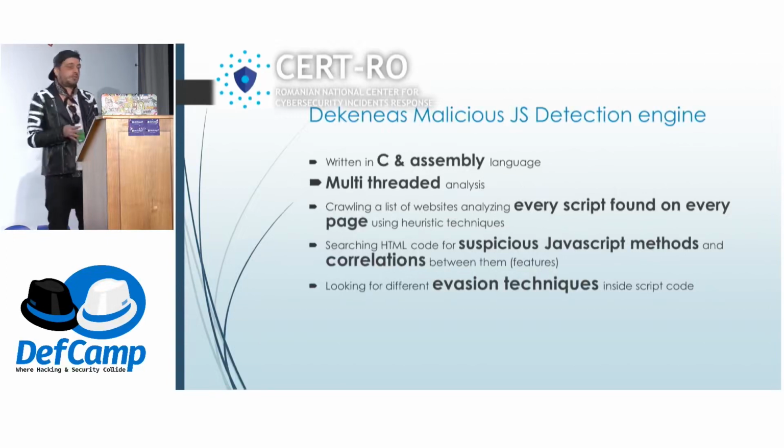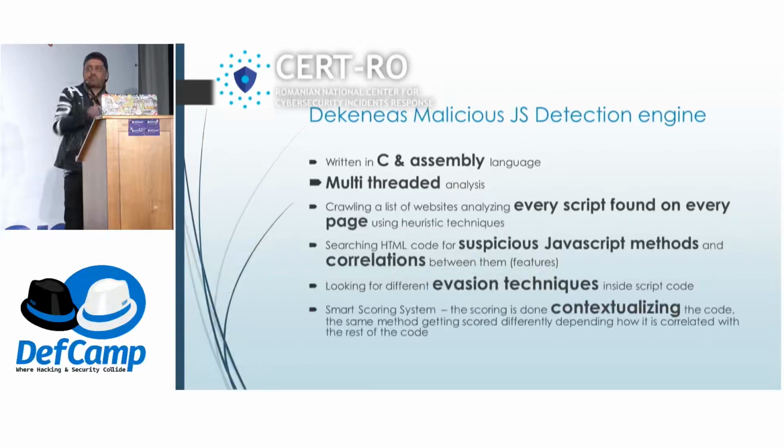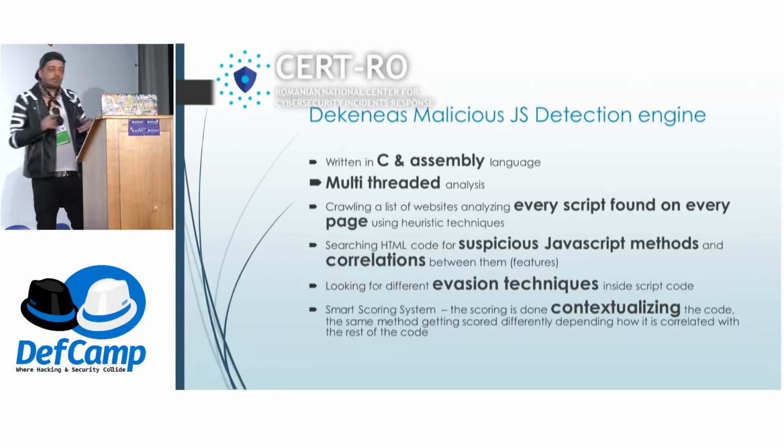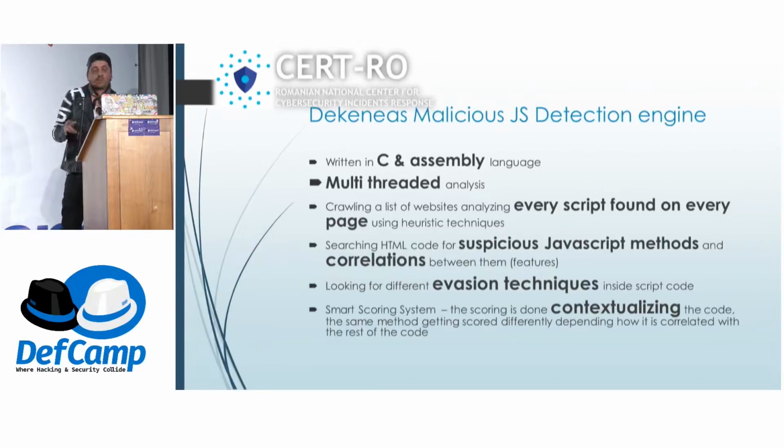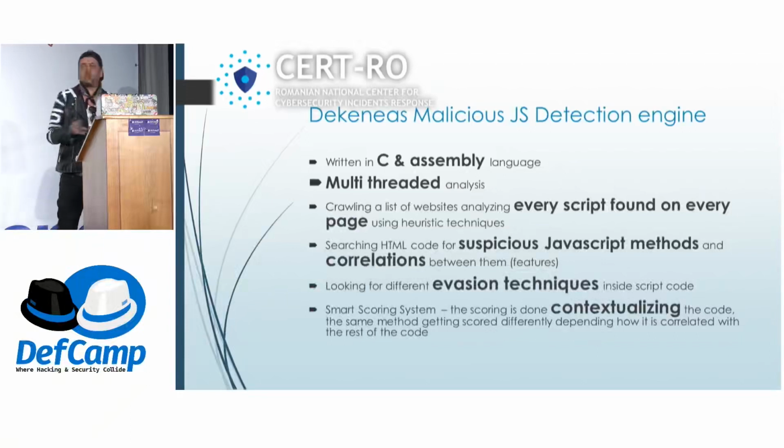So basically, if they were to target a single type of browser, they would choose to only write code that would execute for that certain type of browser. We have a smart scoring system in the way that we contextualize the code. For instance, the same method is scored differently depending on how it is correlated with the rest of the code.